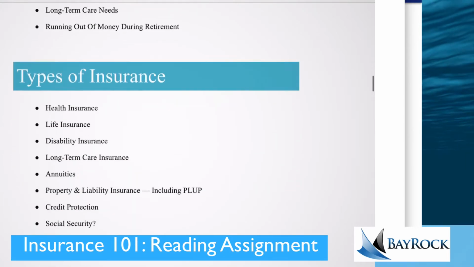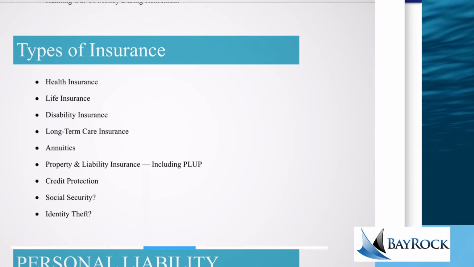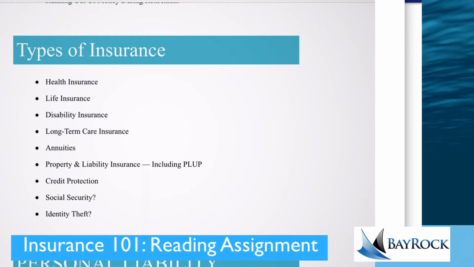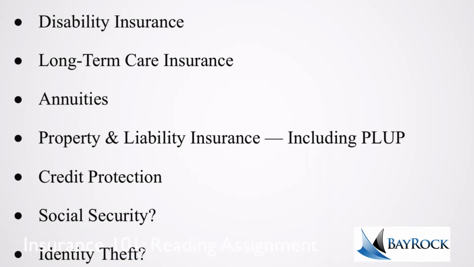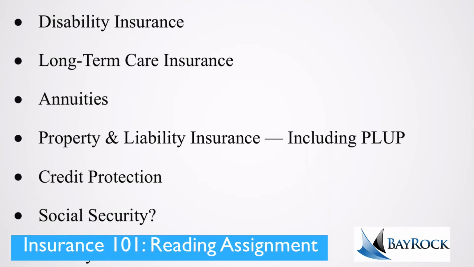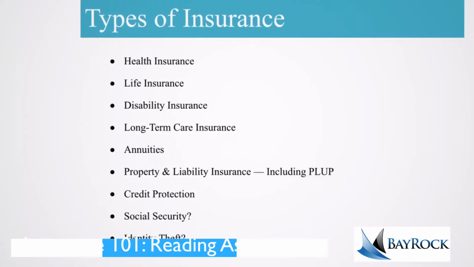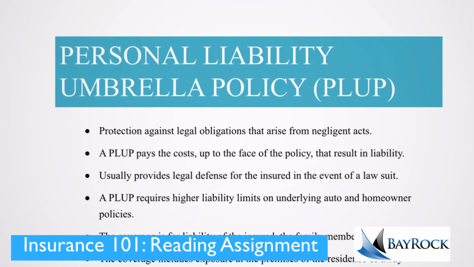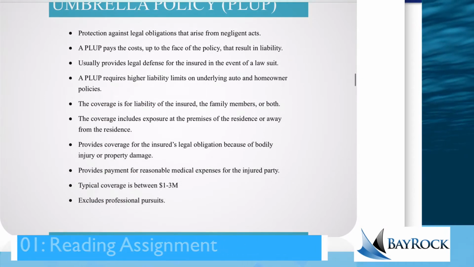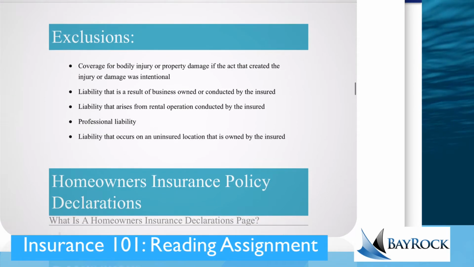We'll cover types of insurance, but again, today in this lesson, in this week in Insurance 101, we're going to cover property and casualty insurance, including that infamous PLUP. That's a personal liability umbrella policy. So we'll go over that coverage, that policy, and we'll talk about some exclusions, some things that are not covered. All insurance policies have exclusions.